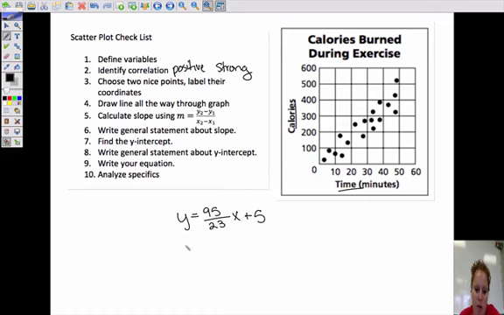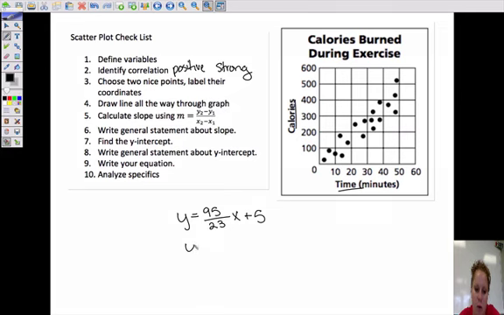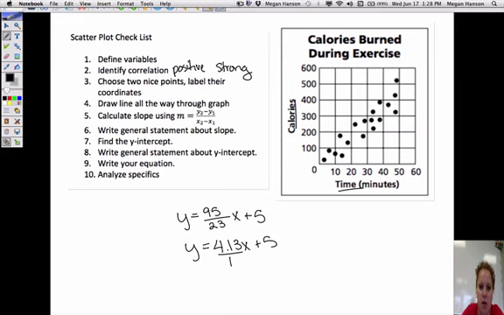And let's fix that slope so that we have a decimal. 95 over 23 is 4.13. So y equals 4.13x plus 5. That would be 4.13 over 1. So that means for every 1 minute, you burn 4.13 calories. And then when you haven't exercised at all, the time is 0, you've burned 5 calories. Okay? So that is interpreting the slope and y-intercept.